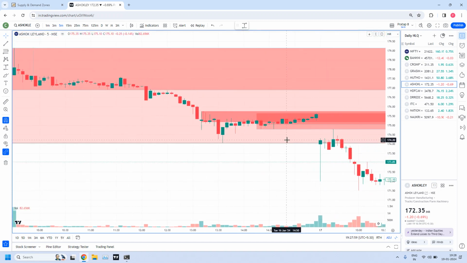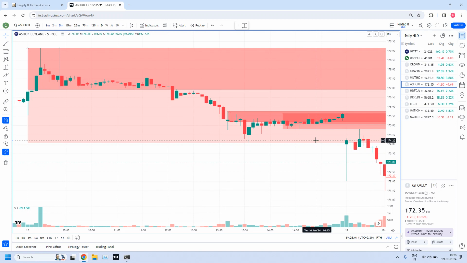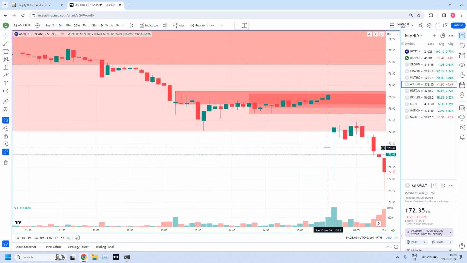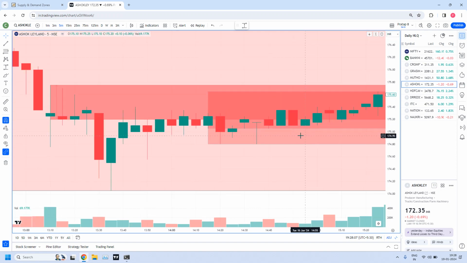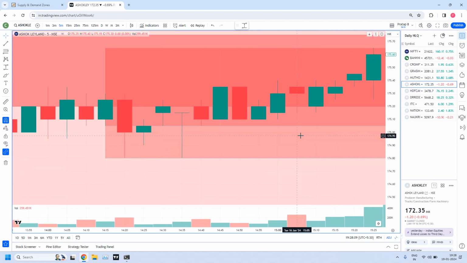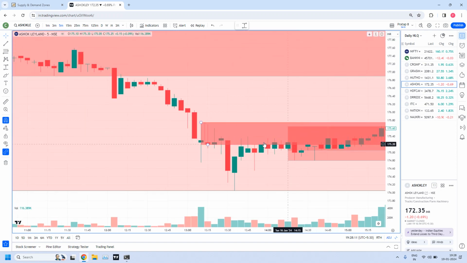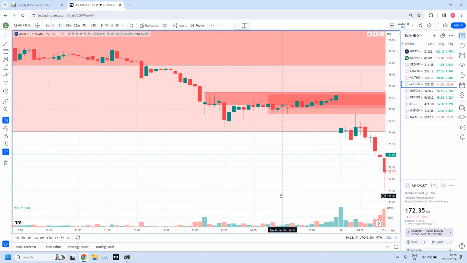Even now also, if you look into this, when prices entered somewhere in this area, you can plan. To get clarity about this 5 minute zone, let me delete these remaining zones so that you get better clarity.